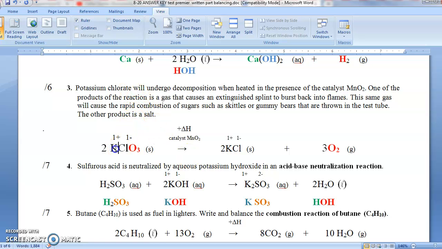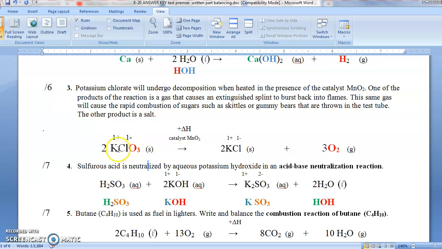Potassium chlorate. K is potassium. Chlorate is ClO3. We learned long ago that the chlorate ion is 1 minus. We already know potassium's 1 plus, crisscross our charges. Now what happens when the potassium chlorate decomposes? This is the one where the oxygens break off. None of the oxygens stay. This is the one where all the O's break off.